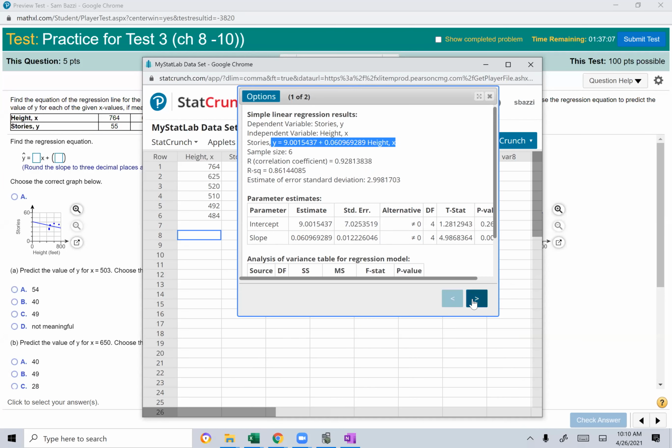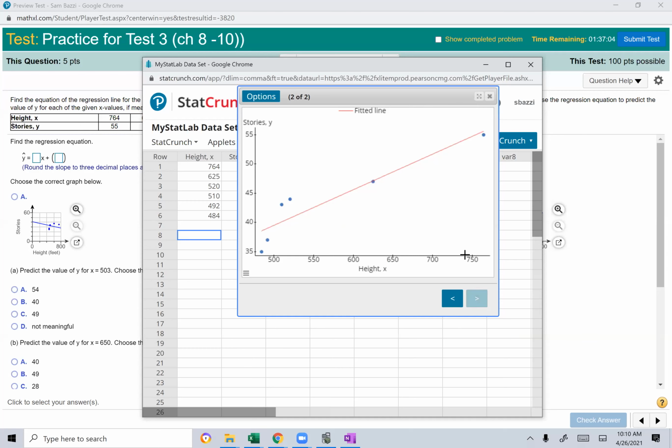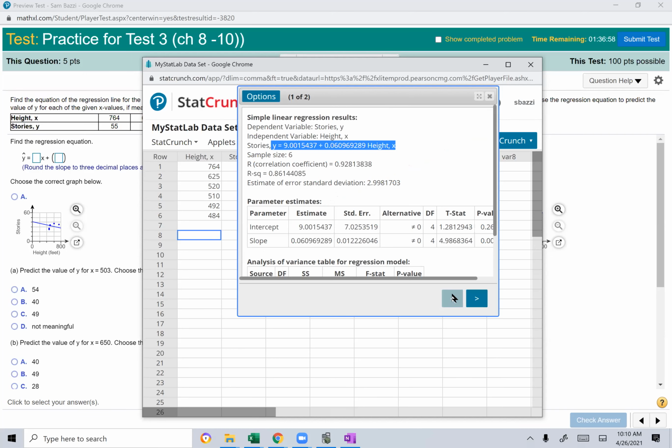And if you want to see the scatter plot, guys, it's right here. So that's the scatter plot. You can select the answer. So if I go back and I want to enter the answer, he says round the slope to 3 decimal places.